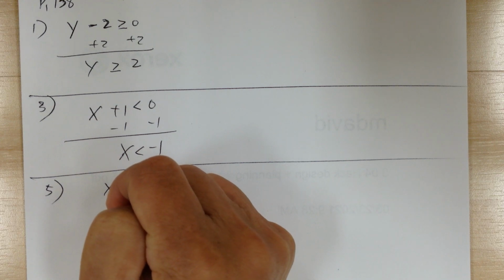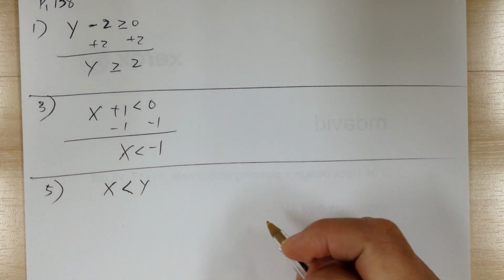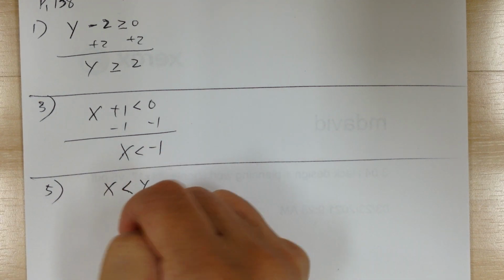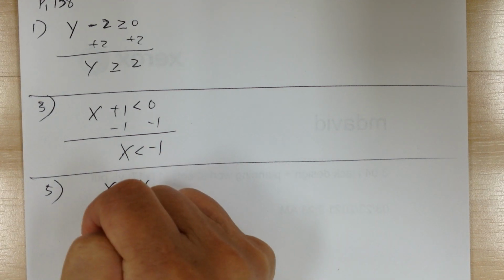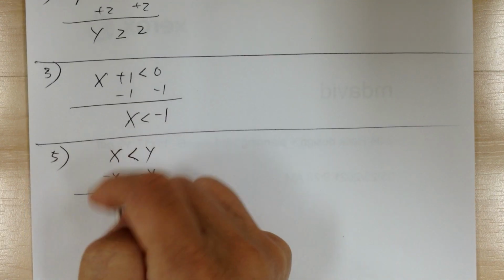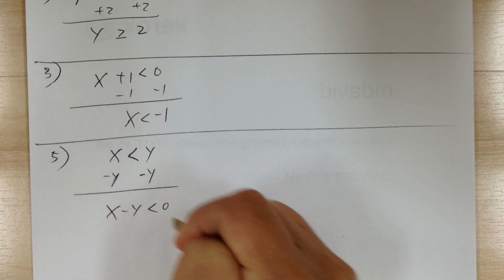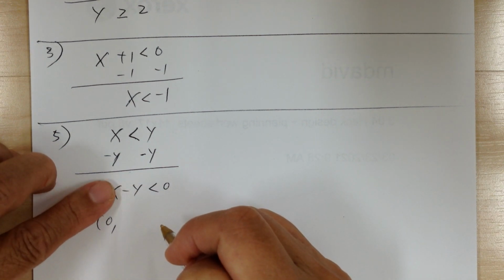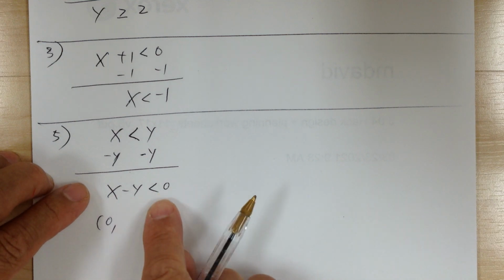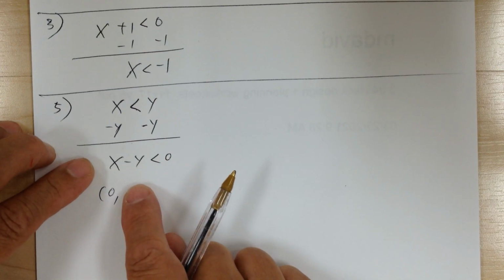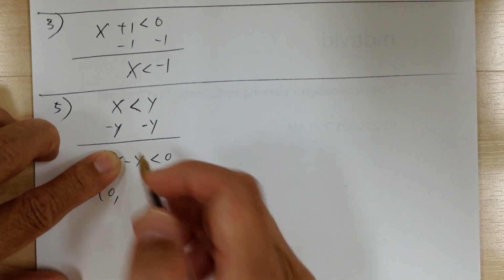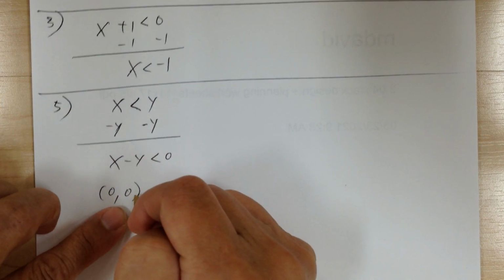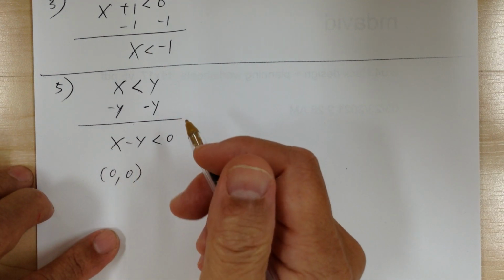Okay, you got x is less than y. Let's move everything to this side, so you can go minus y on both sides. So you got x minus y is less than 0. If you choose x equal to 0, again, when you're choosing a point, you have to treat this as equal. So if x equal to 0, then you're going to get y equal to 0. In this case, it's going to go to the origin, so you have to choose another point.